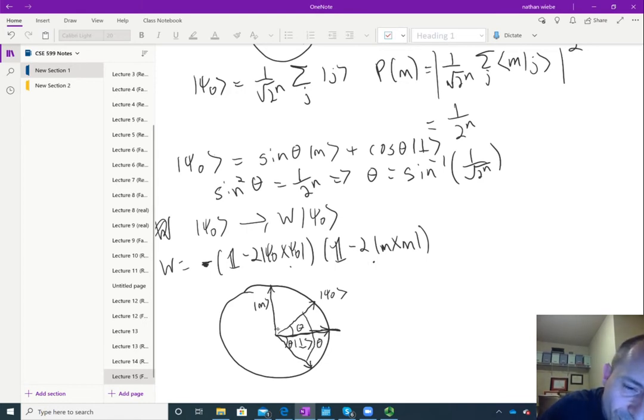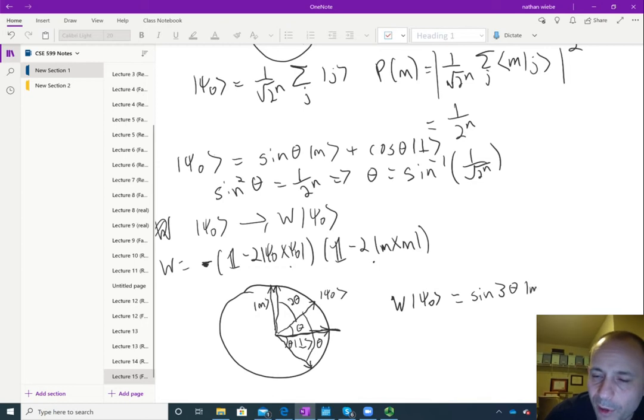So when we turn this back, we're going to get an angle of 2 theta up here. So just from the geometry, all that ends up happening from this transformation is W applied to psi naught is just going to be sine of 3 theta m plus cosine of 3 theta perpendicular.